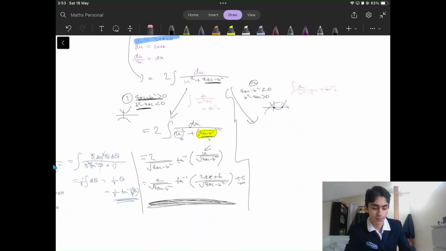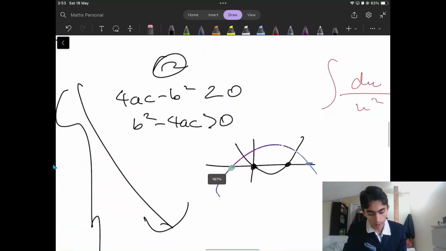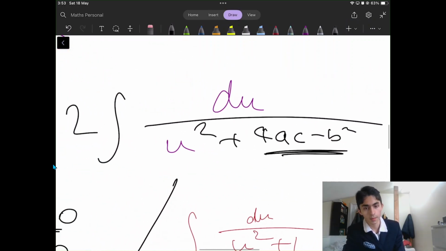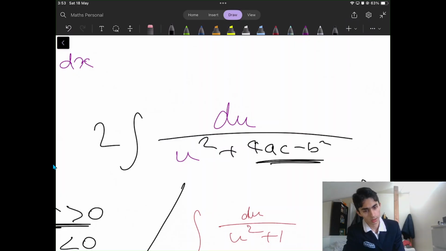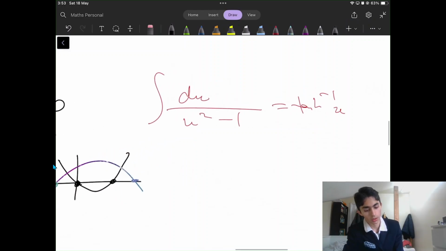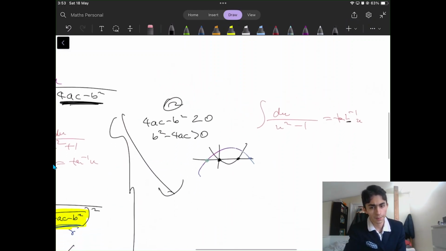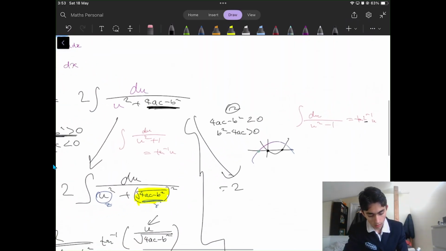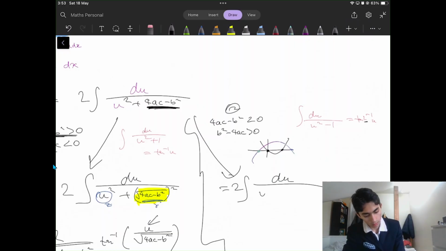The second case, let's look at it now, where we have 4ac minus b squared less than 0. So reminder that we have this integral here, du over u squared plus 4ac minus b squared. When this is negative, for example, du over u squared minus 1, we get hyperbolic stuff going on, right? So I'm going to take the integral and do the same thing that I did with case number 1.